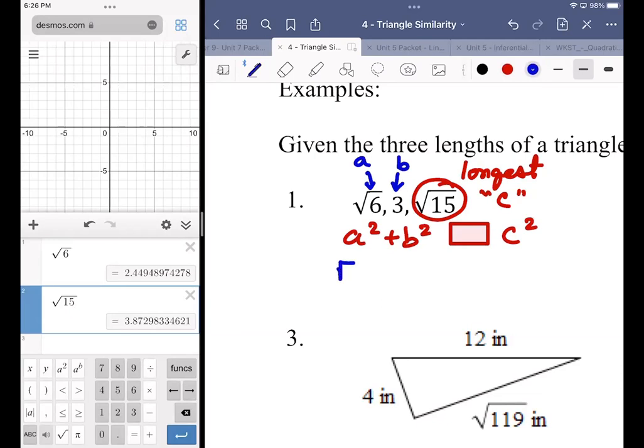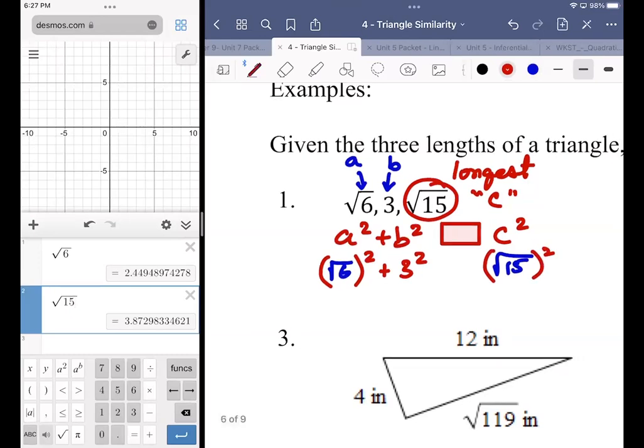So I would take radical 6, square it, 3, square it, and then radical 15, I'm going to square that too, and see what comes of it. Radical 6 squared, whether you do it in your head or in your calculator, gives you a result of 6, because the power of 2 and the radical cancel each other away.